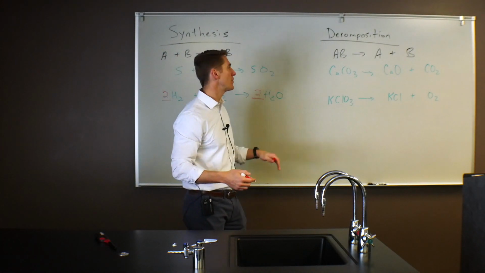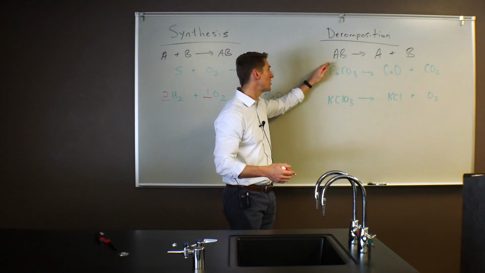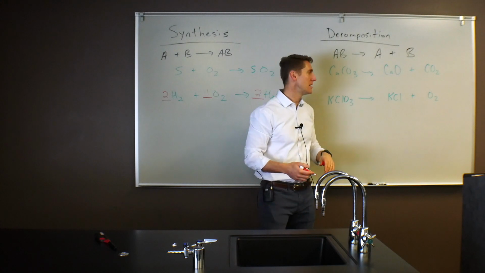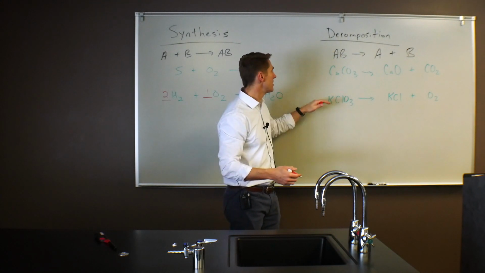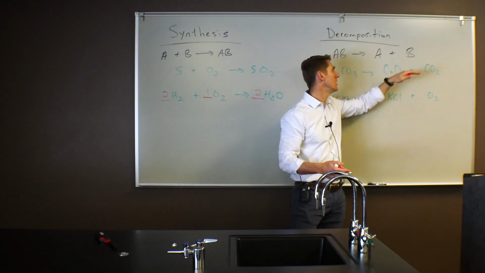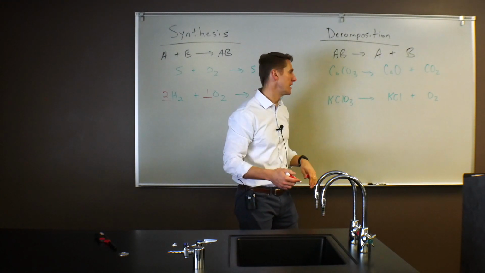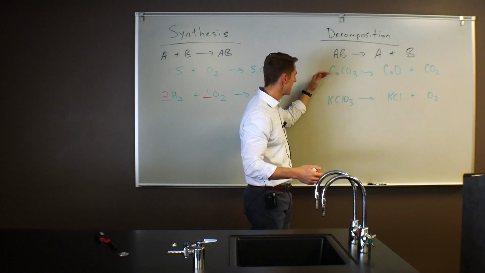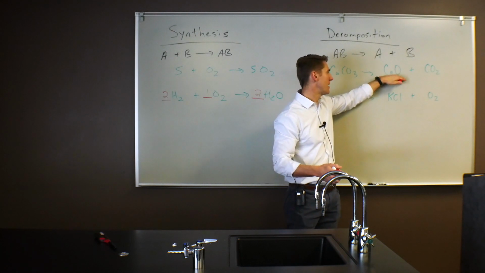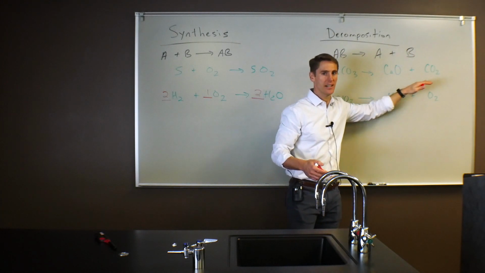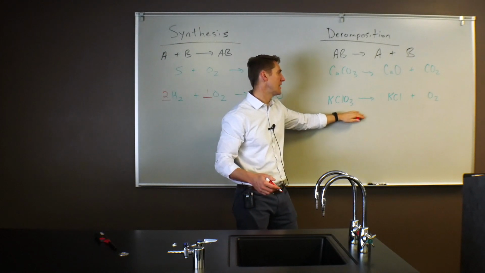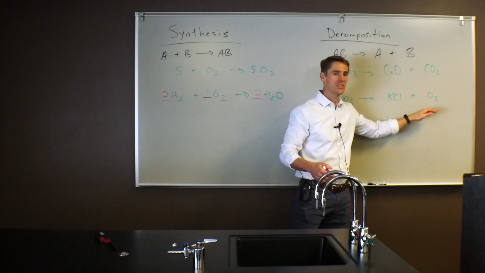The opposite of this is what we call decomposition, where I start with one reactant, but I end up with 2 or more products. Just the opposite of synthesis. So here you can see I'm starting with reactant AB, and it's breaking down into two products here, A plus B. My example here, calcium carbonate breaks down into calcium oxide and carbon dioxide. My second example, we're starting with potassium chlorate, breaking down into potassium chloride and oxygen gas.